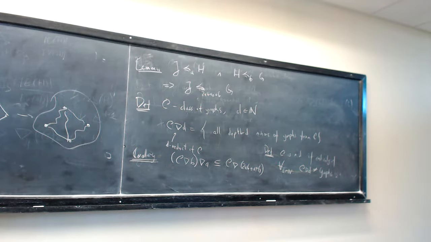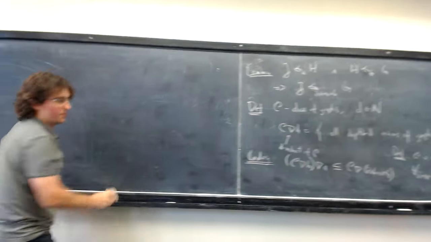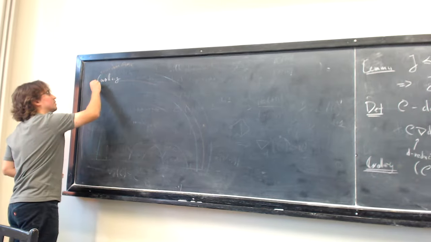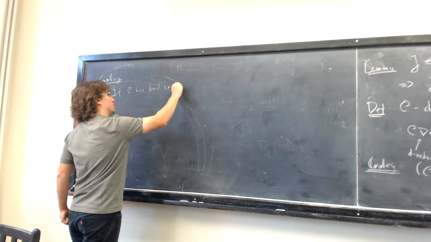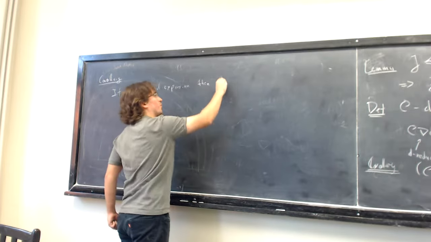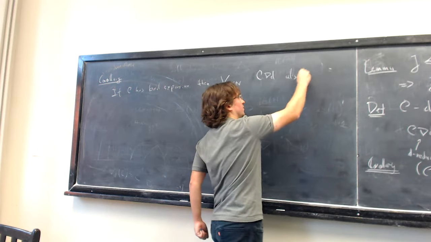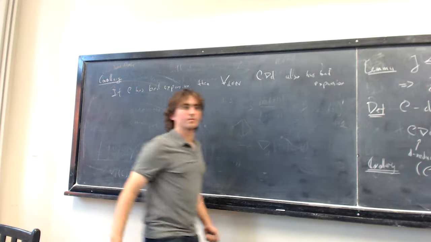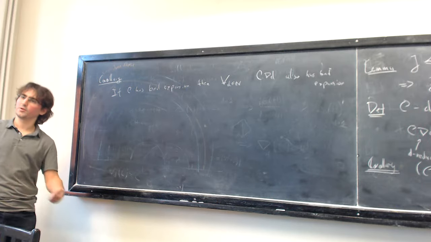So in particular, this very easily gives me the following corollary. If C has bounded expansion, then for every depth D, the depth D redux of C also has bounded expansion. So if I take any class of graphs and take depth 1 minors of it, then also I get a class of bounded expansion.